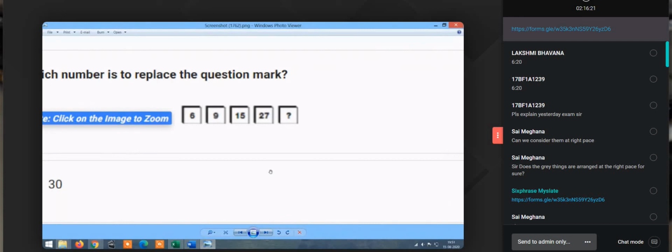I think it's very easy. Just find the difference, guys. You will get the answer. I think already some of you might know it.